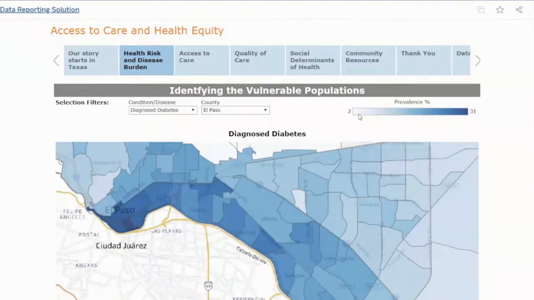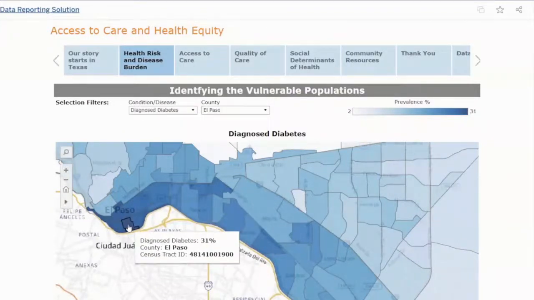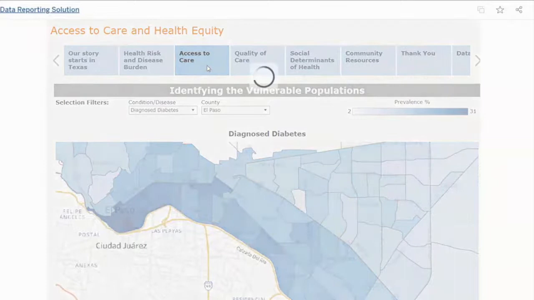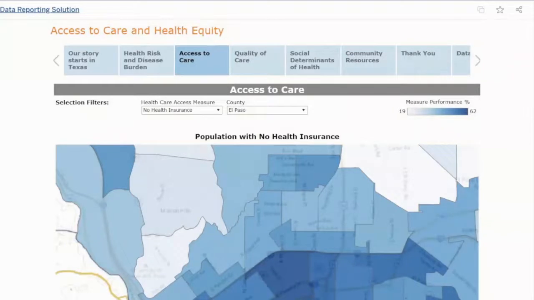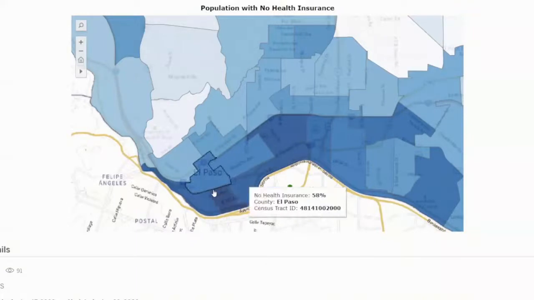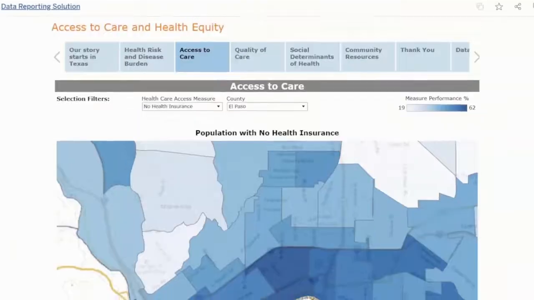As we evaluate this view, we see there are some areas of El Paso where the prevalence rate for diabetes is significantly higher. To further explore health inequities in these census tracts, we're also going to look at their access to care. Looking at access to care here, we're going to look at residents that have no health insurance. If we look at those same census tracts now, we'll see, again, darker blue is a higher value for that metric. We're going to see that there are some census tracts in the same region where a significant percentage, up to 62% of the residents, have no access to health insurance.